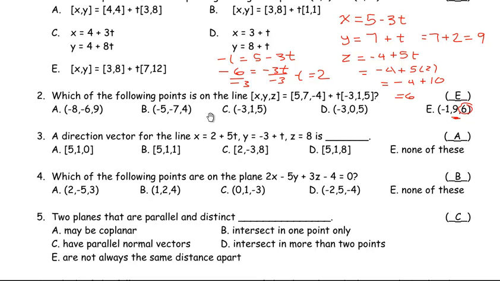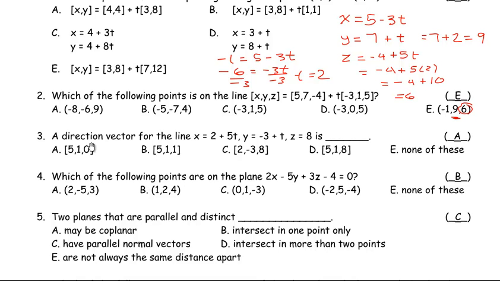Now you could check the other points too. You'll find that none of them, just like the A here, are points that are on that line. So you're trying to find the point where a specific value of t generates that particular point from the vector equation, or it could be in parametric form too, I suppose.